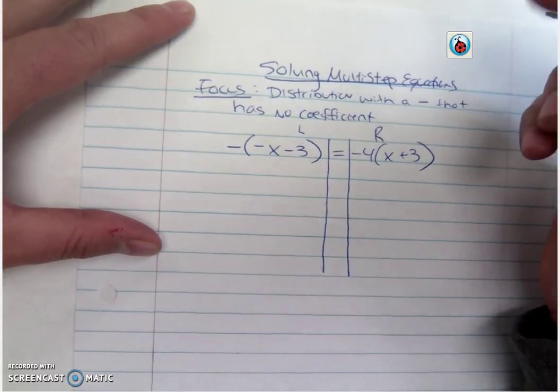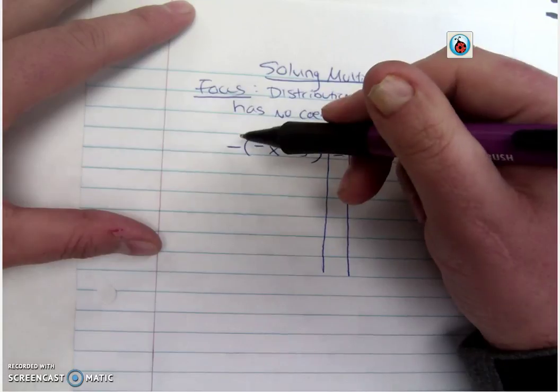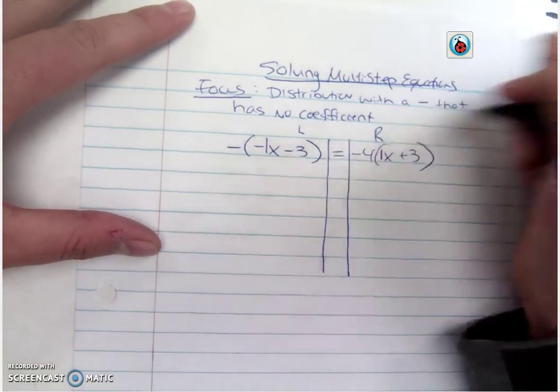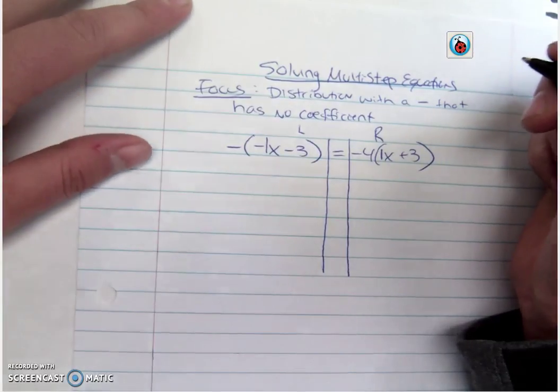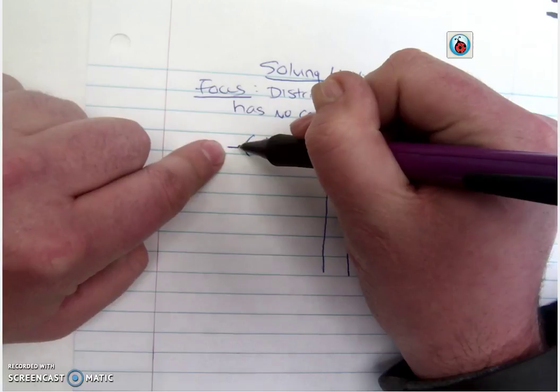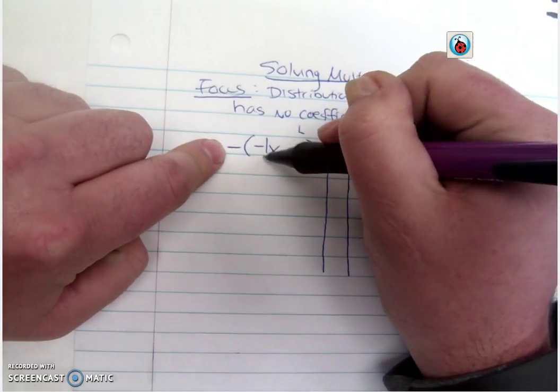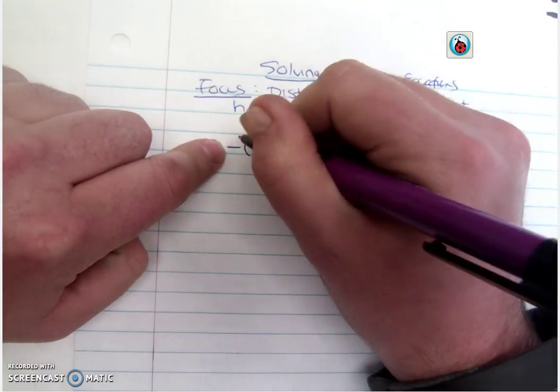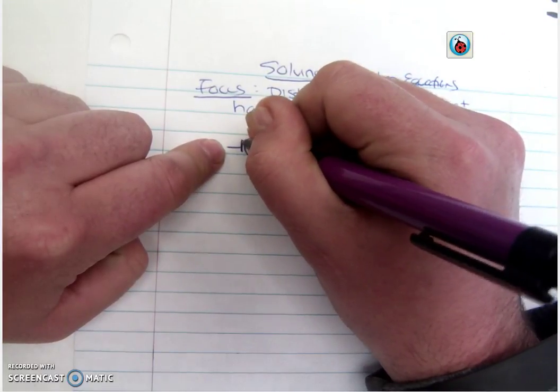So what we should do before we begin is scan the problem and see if we can fill in any of our safety coefficients, if there's no coefficients there, which in this case we can. There's also a negative out front by itself. Now, again, just like you fill in a safety coefficient of 1 in front of your variable x, you can do the same thing here.